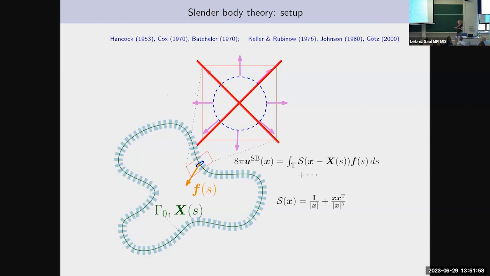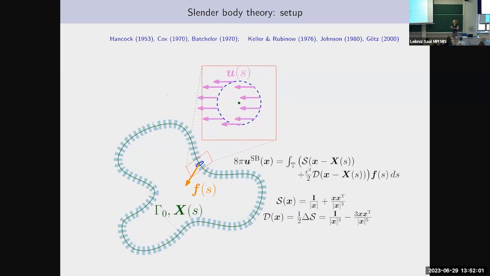And so to do this, what's commonly done in the slender body approximation is to add a correction term to cancel out this leading order angular dependence over each cross section of the filament. So to leading order, if you look at the actual surface of the filament, then the velocity field at that filament surface is constant, or approximately constant.